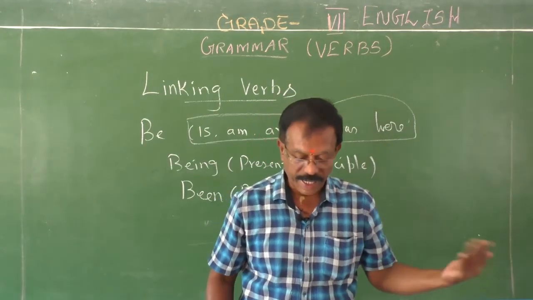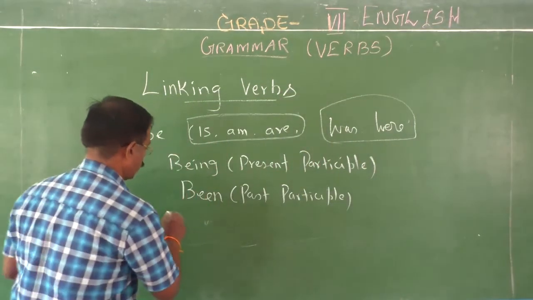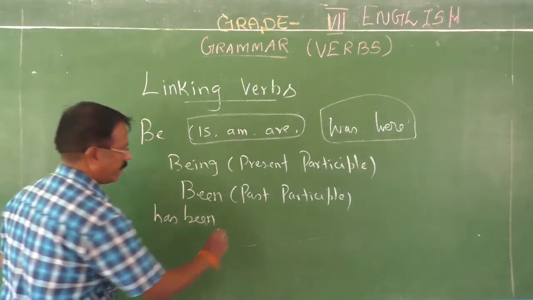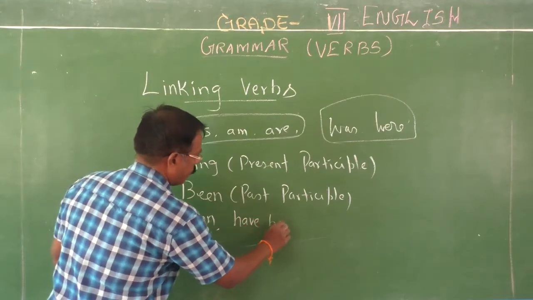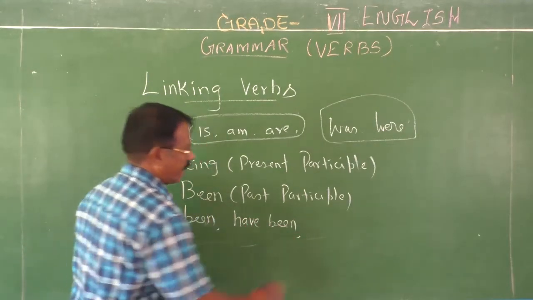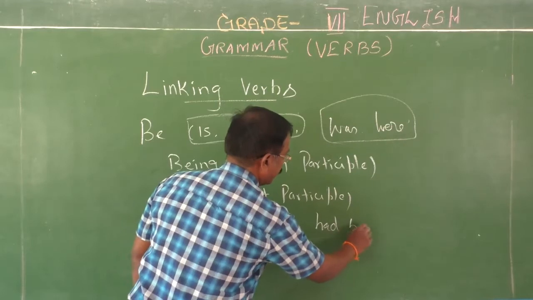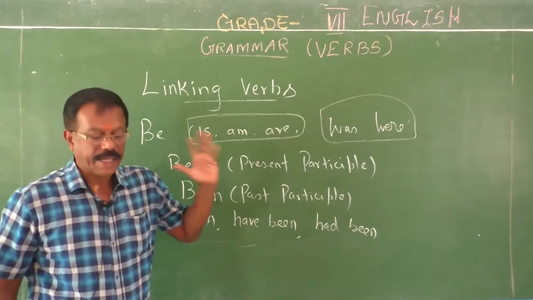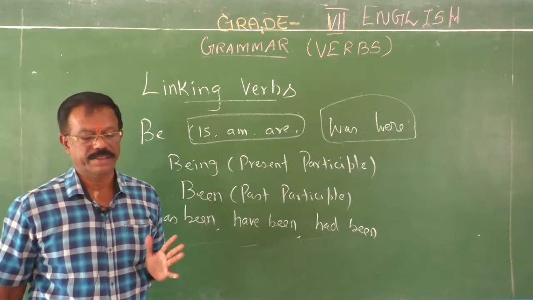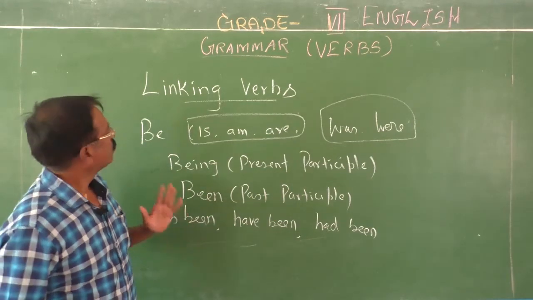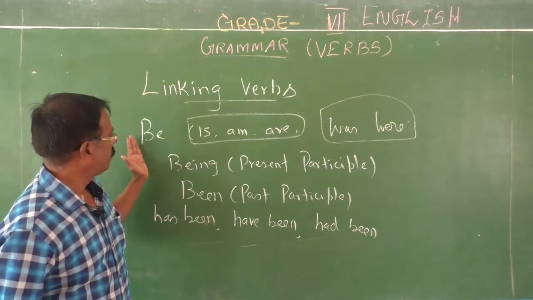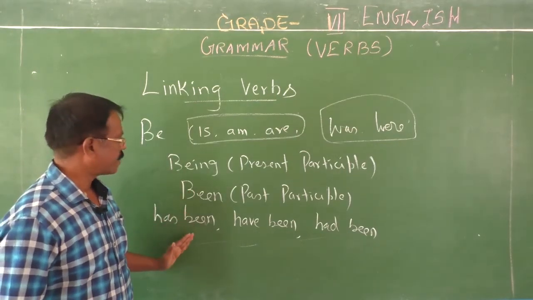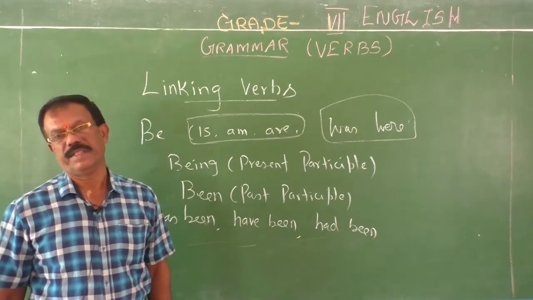Okay, then we have other forms also. Has been, they are linking verbs. Have been, they are linking verbs. Had been, they are linking verbs. Okay. So, has been, have been, and had been. So, be form, being present participle, been past participle, has been, have been, and had been.